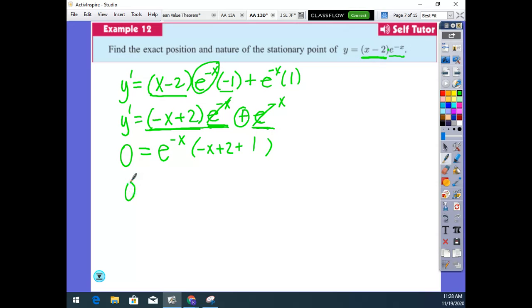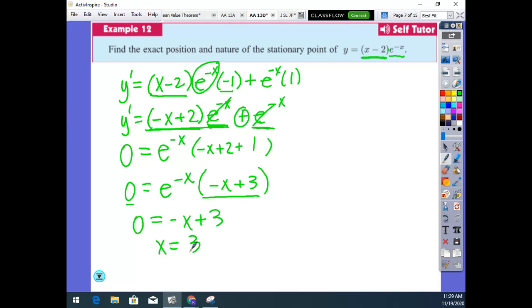Okay, now simplify here. Now, e to the negative x can never be 0. So the only time this whole equation will equal 0 is when this part equals 0. And I do see this a lot when we see e to the x in the derivative. So when does this part equal 0? When x equals 3. So this is our only possibility of a max or a min.